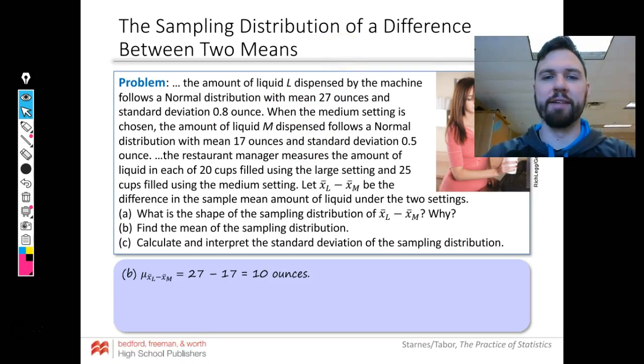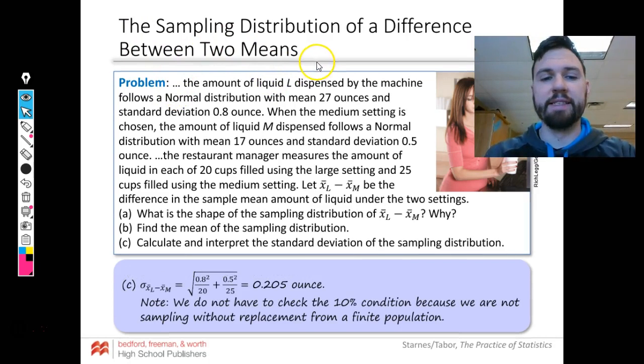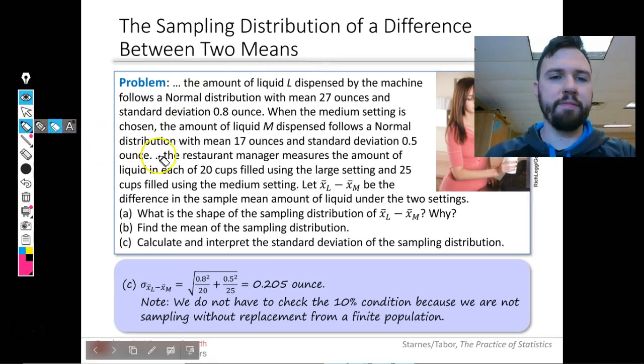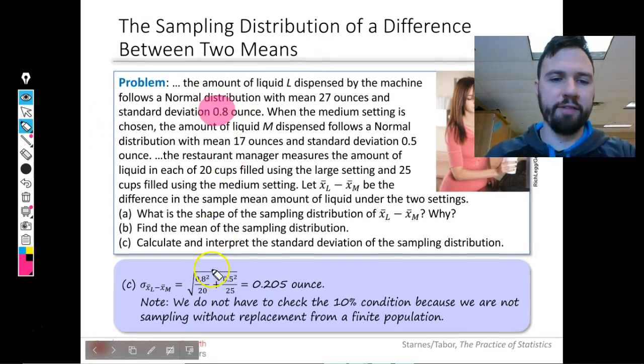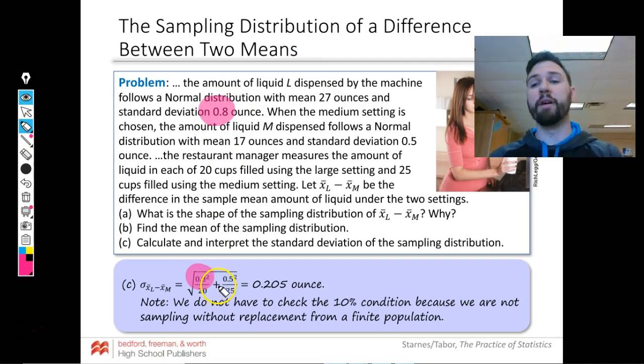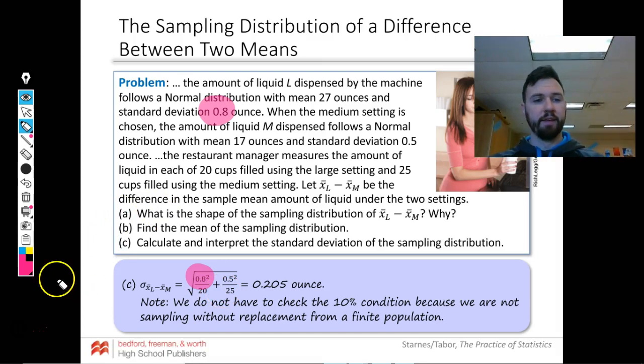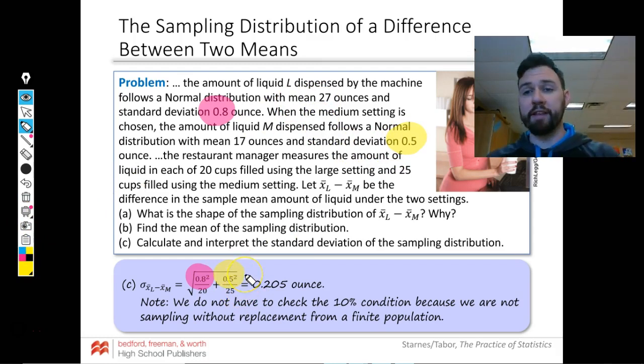Again, we're subtracting the little from the big. Sorry, I'm going through this really quick. Standard deviation. I'm going to take the standard deviation of the first, squared, divided by 20 because I divide by my sample size for the sampling distribution. I'm going to take the standard deviation of the other, square it, divide by 25, because that's how large the sample size was for medium. Again, they don't have to be the same sample size.